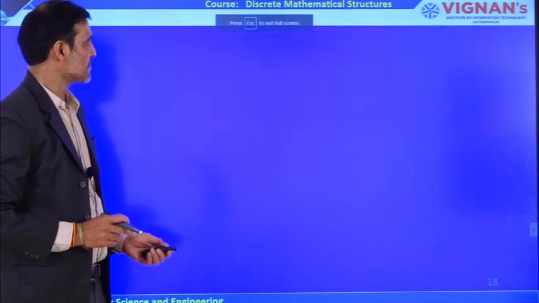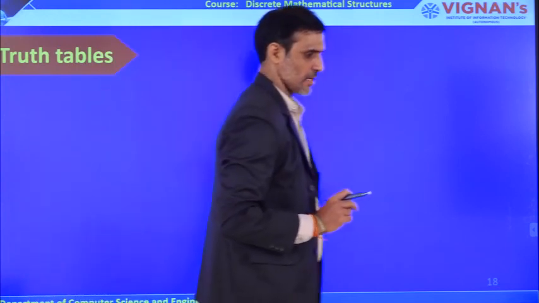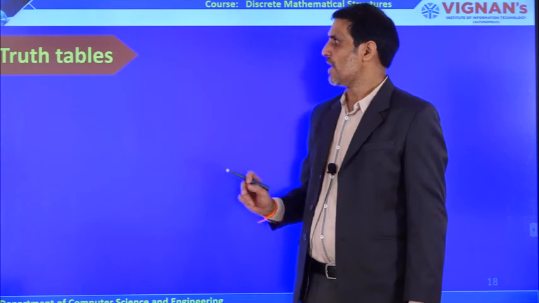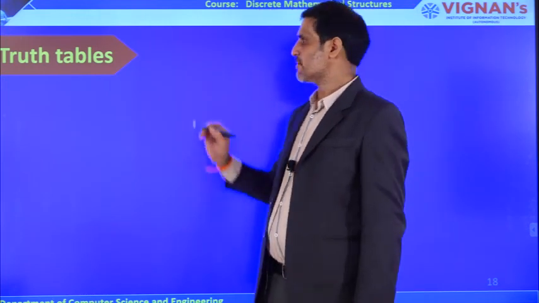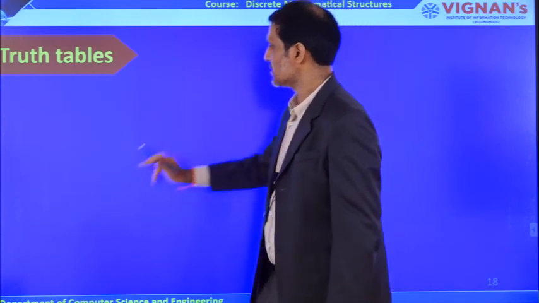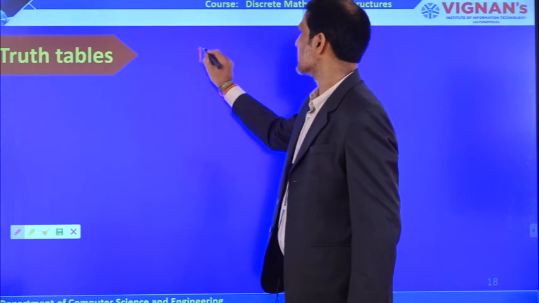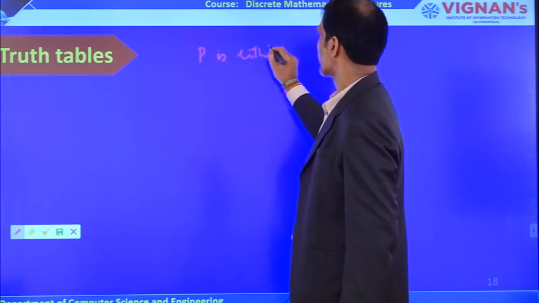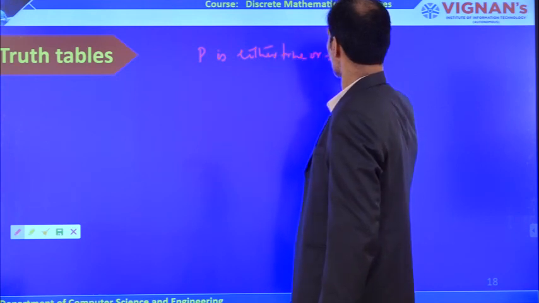Coming to the next, what is a truth table? Just now I have explained why we have to go for the truth table. As per the definition of a proposition, a proposition P is what? Either true or it may be false.